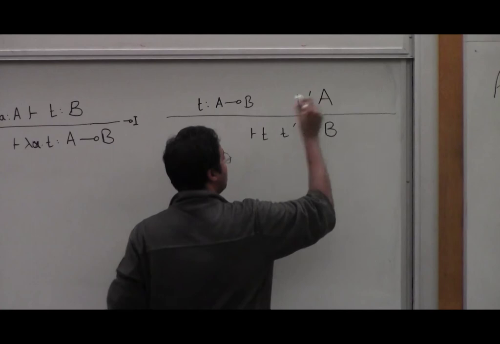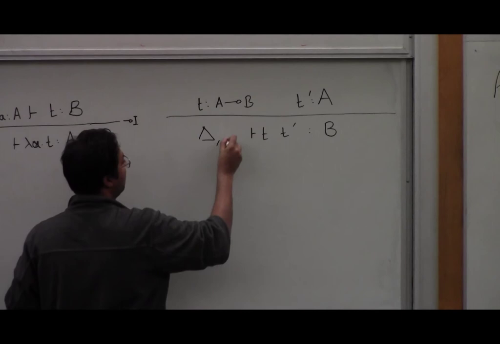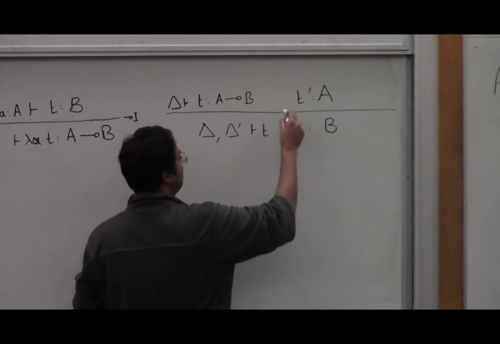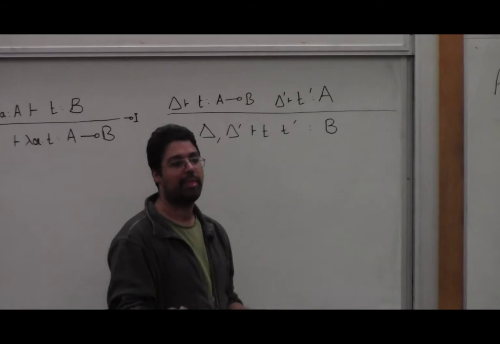Okay, and now again we need to divide our context appropriately. Does anyone have suggestions for how we should do that? Yes? It's the same thing as the product case, that we don't need any more variables. That's right. So we have two subterms, so we'll divide the variable context into two parts, one for the function, which will have the type A lollipop B, and the other for the argument, which has the type A. And if t uses delta and t prime uses delta prime, you can put the two together to get the variables used in the whole body.